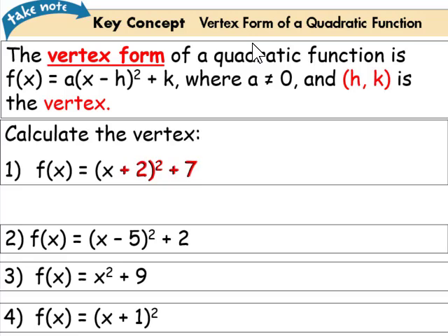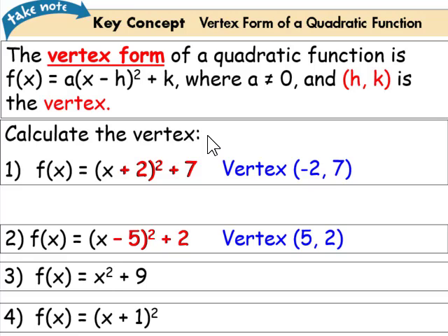So when looking at the first case, we can see our vertex would be the opposite of a +2 and the same as 7. So we write our vertex as (-2, 7). The next one, the opposite of a -5 and the same as +2. So in this case, this would be (5, 2).